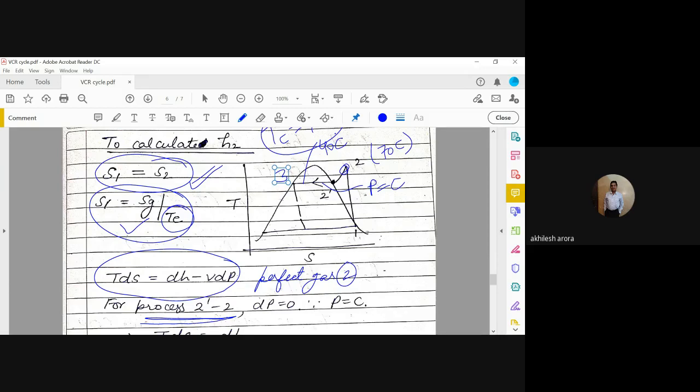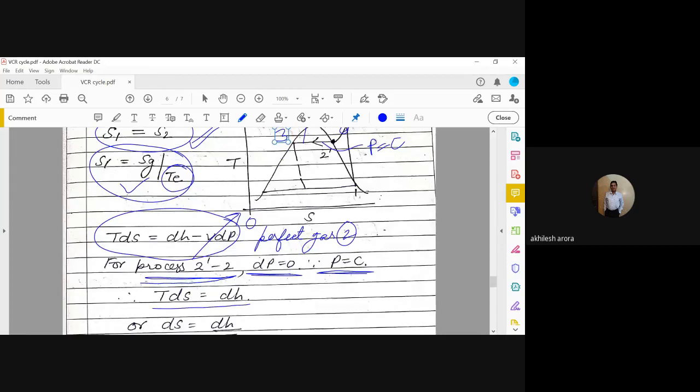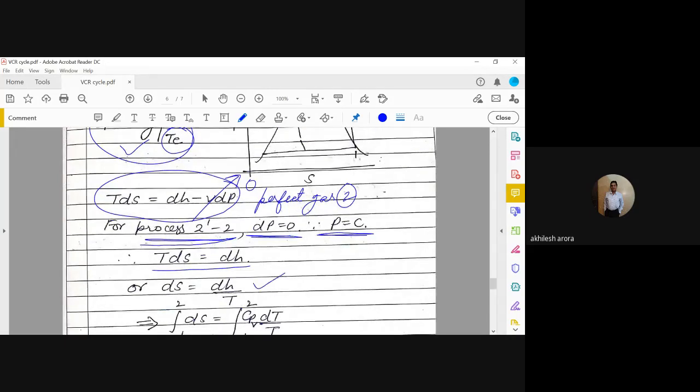During this process, as you know, the whole process 2 to 2 dash and from 2 dash to 3 is a constant pressure process. So change in pressure is 0. That means pressure is constant. So in this equation, the term VdP will be 0, and we are only left with TdS is equal to dH, or dS is equal to dH by T.